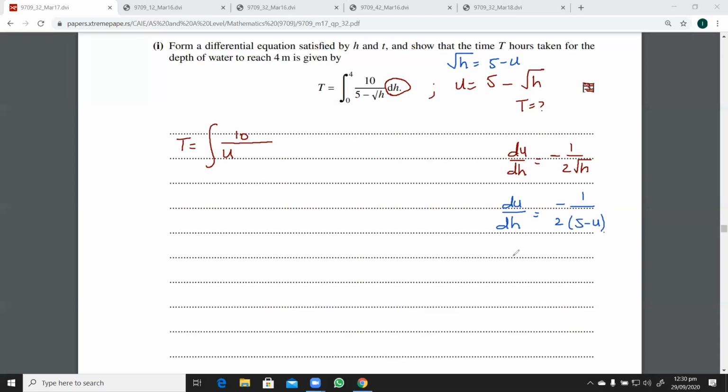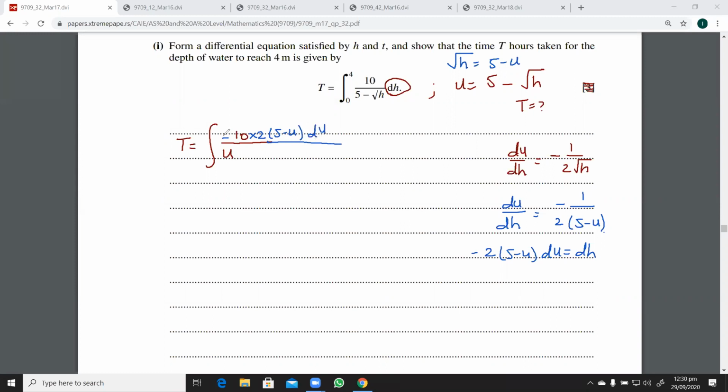I'll be doing the cross multiplication. So minus 2 into 5 minus u du, that is your dh. So this means that I'll be changing this dh with all of this. So I'll write minus here into 2 into 5 minus u, okay, du.